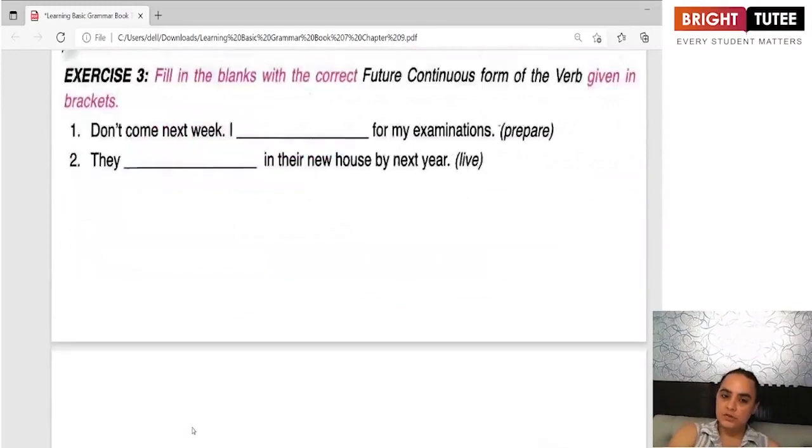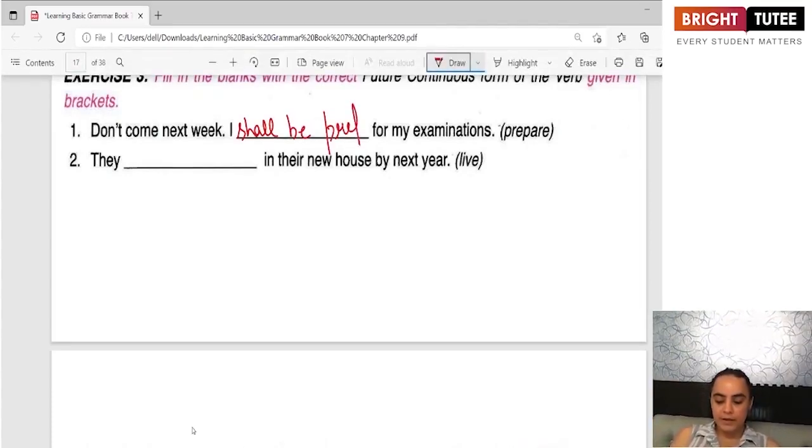Let us do the question based on it. Fill in the blank with the correct future continuous form of the verb given in the bracket. So you are given verbs in the bracket, and you have to fill in the blanks with the correct future continuous form. Don't come next week. I shall be preparing for my examinations.